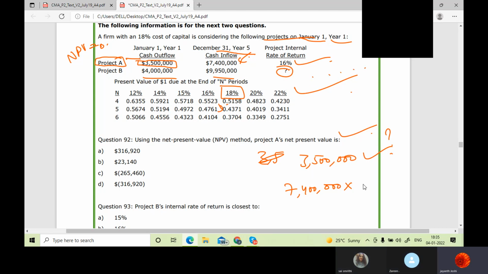So you just take that 0.4371, multiply with this. Whatever you are getting, you subtract this from that, you'll get the NPV. Please do this. I'm waiting. Strange if you're not doing this.